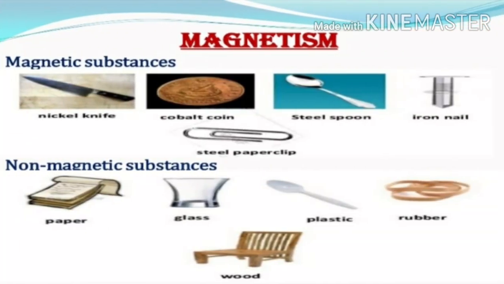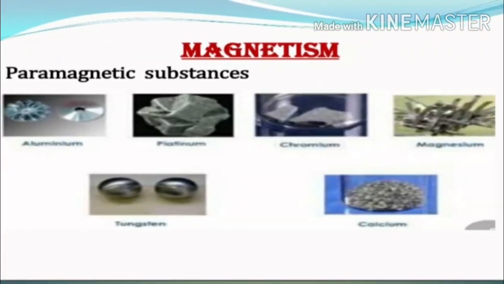Magnetic substances. Magnetic substances are those which are attracted by magnets. Non-magnetic substances. Non-magnetic substances are those which are not attracted by magnets. Paramagnetic substances. Paramagnetic substances are those substances which are feebly attracted by a magnet.